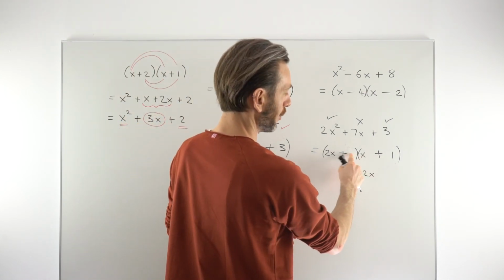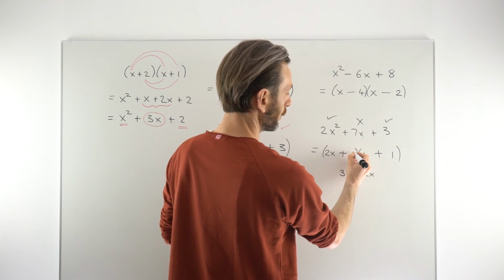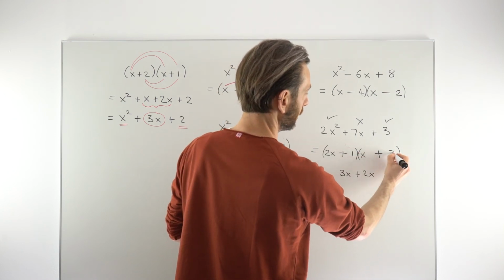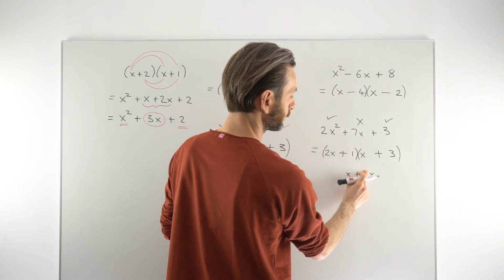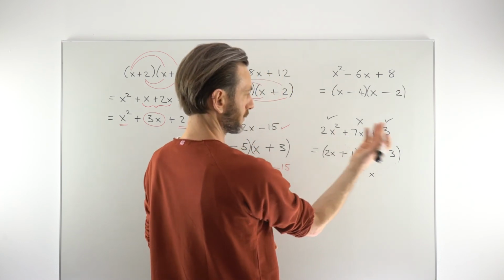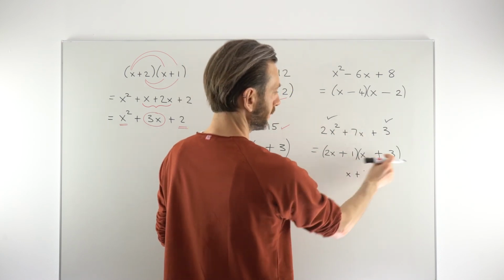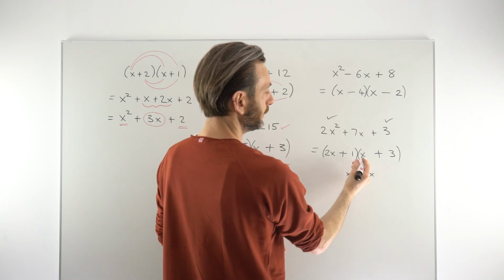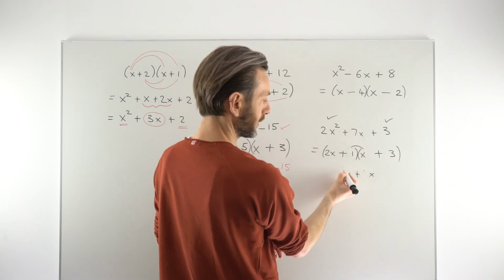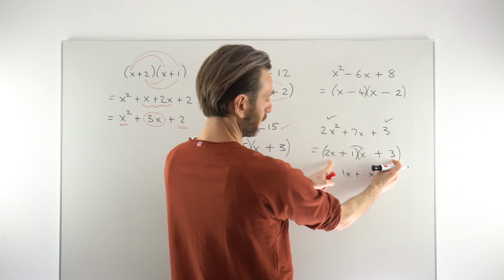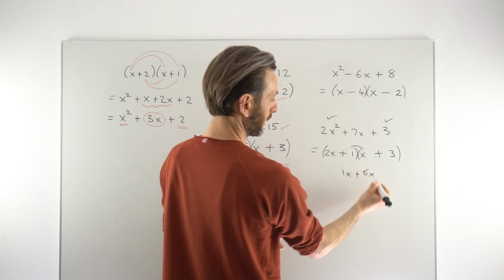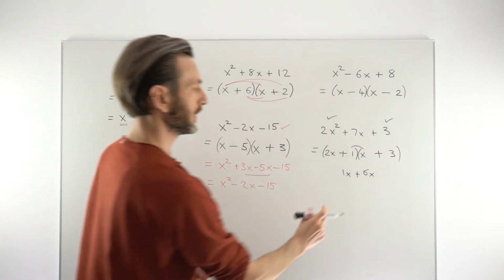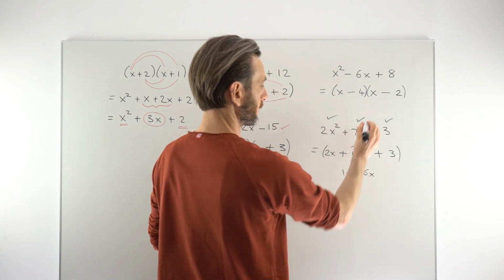The only other option to make a 3 would be the other way, so a 1 here and a 3 here, so let's check that one. So 2x times x is still 2x squared, that's fine. 1 times 3 is still 3, that's fine. These two make a 1x, so 1x. These two this time though combine by multiplying to make a 6x. So if we then add those together, we do get a 7x.